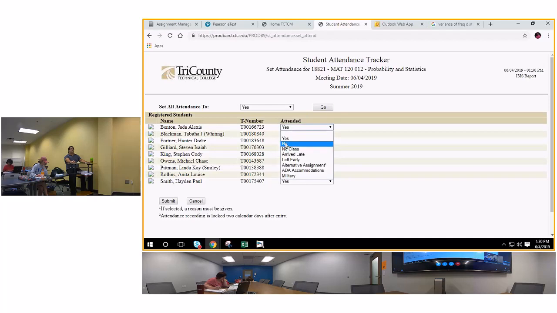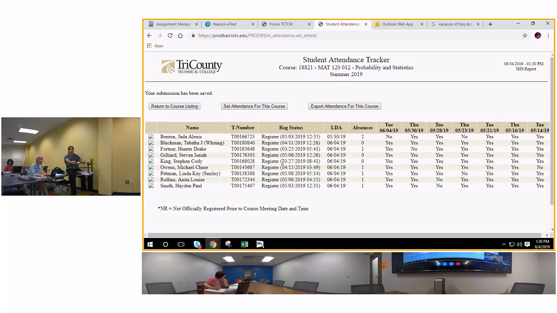Jada's not here today. Blackman's here. Fortner. Yep, here you go. Gilliard's here. King is here. Owens is here. Pittman was here. Rollins is here. And Smith is here. Everybody's here, Patterson. Except for Jada.